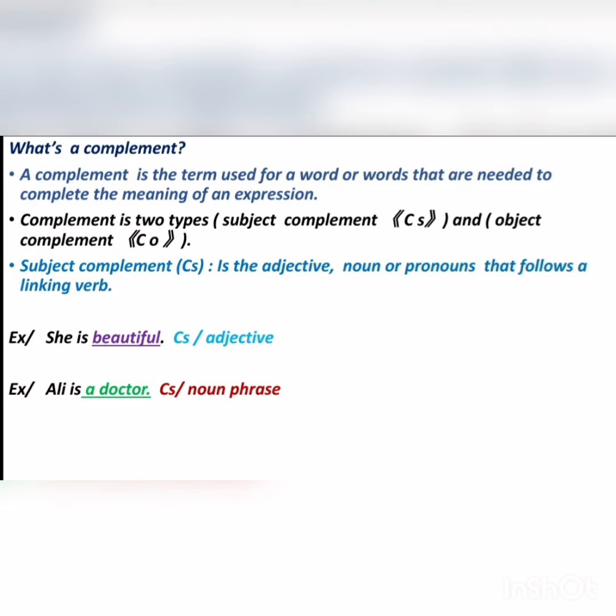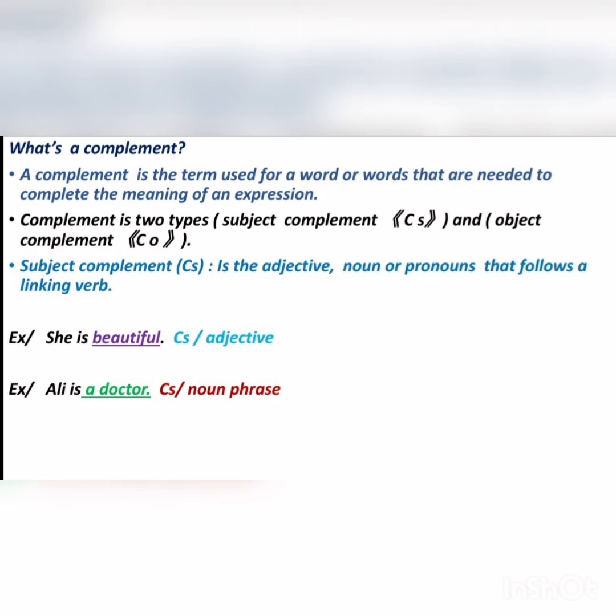Then we have the third element in the sentence, which is the complement. And here, what do we mean by a complement? A complement is a term used for a word or words that are needed to complete the meaning of an expression. We have two types of complement, which are subject complement and object complement. So let's get started with subject complement.